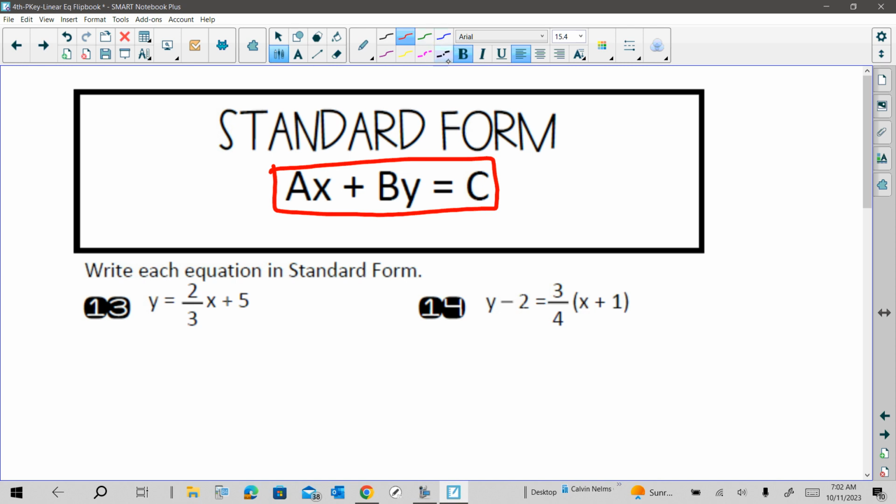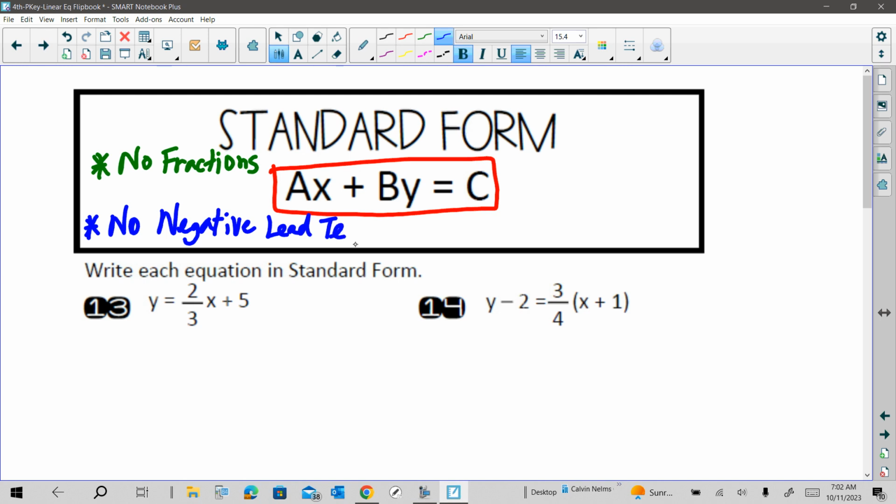There are a couple things that have to exist for it to be in standard form. The first one, I'm just going to put a little note here: there are no fractions when dealing with standard form, so you have to get rid of the fractions. Another thing is there is no negative lead term. When we're talking about the lead term, we're talking about this first Ax, the first term. And the x term always comes first.